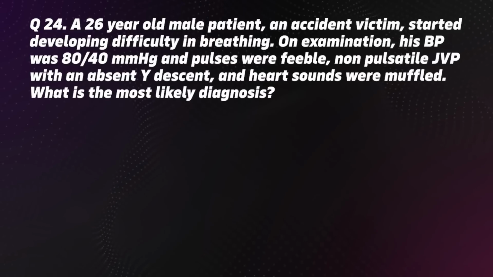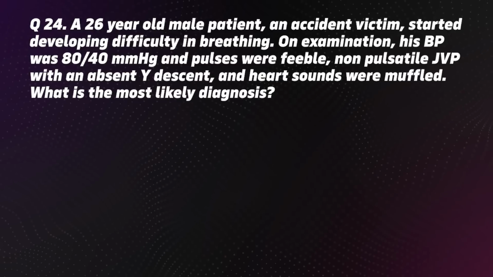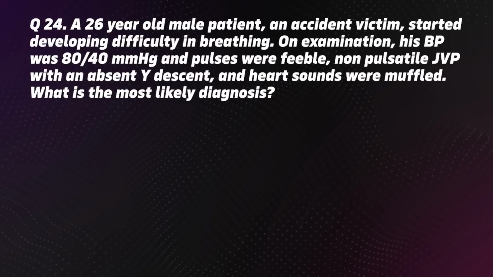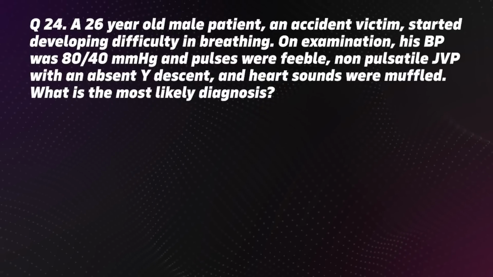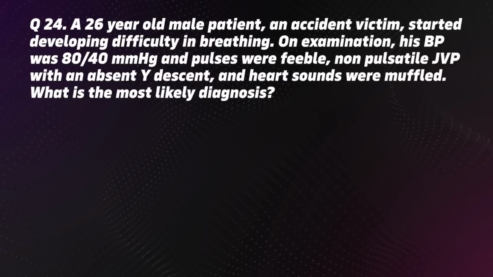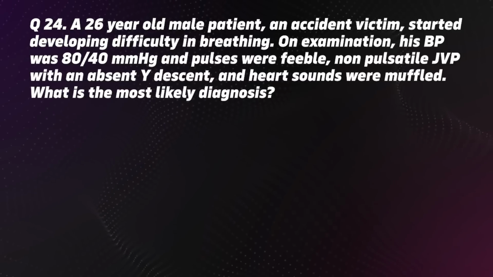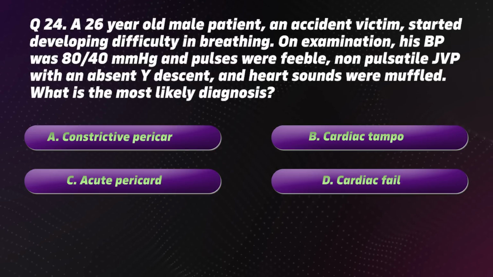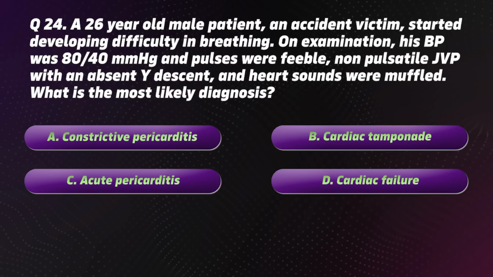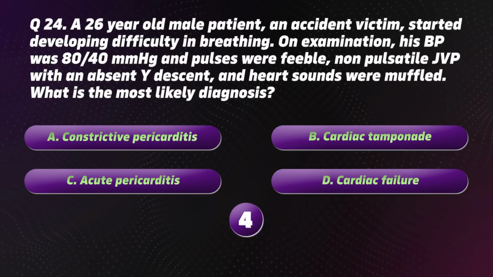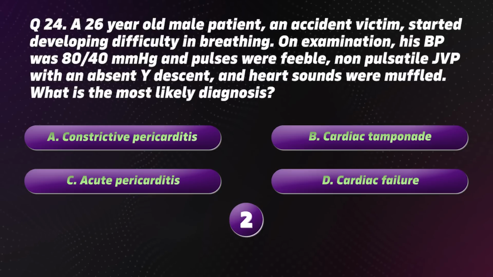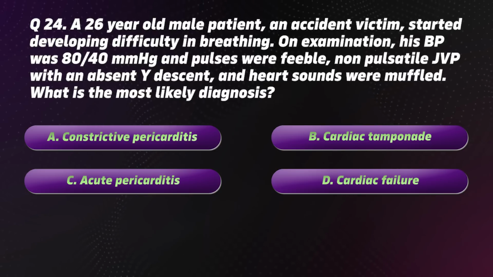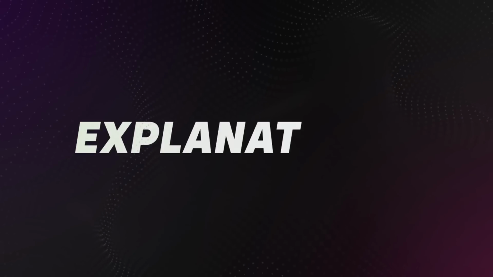A 26-year-old male patient, an accident victim, started developing difficulty in breathing. On examination, his BP was 80/40 mmHg and pulses were feeble, with non-pulsatile JVP with an absent Y descent, and heart sounds were muffled. What is the most likely diagnosis? Here are the options. A. Constrictive pericarditis. B. Cardiac tamponade. C. Acute pericarditis. D. Cardiac failure. And the correct option is B. Cardiac tamponade. Here is the explanation.